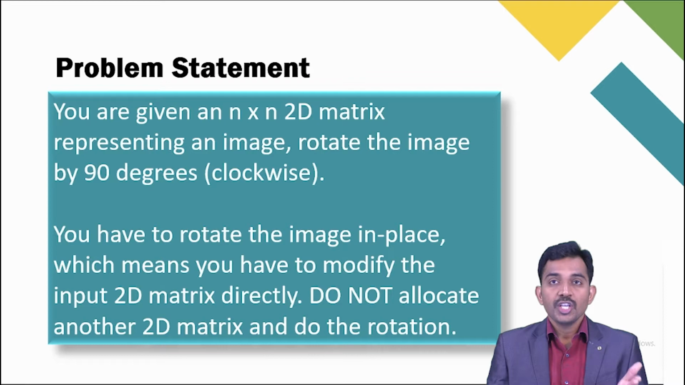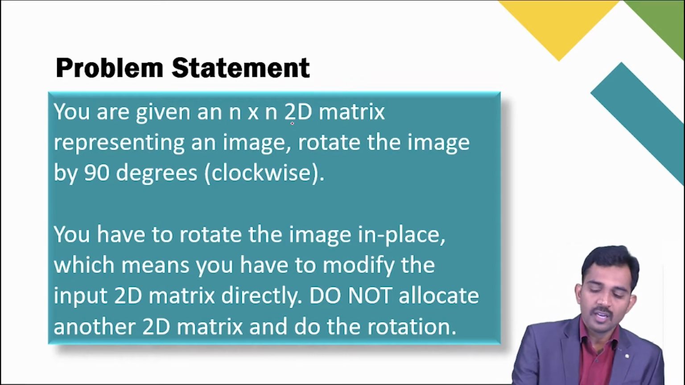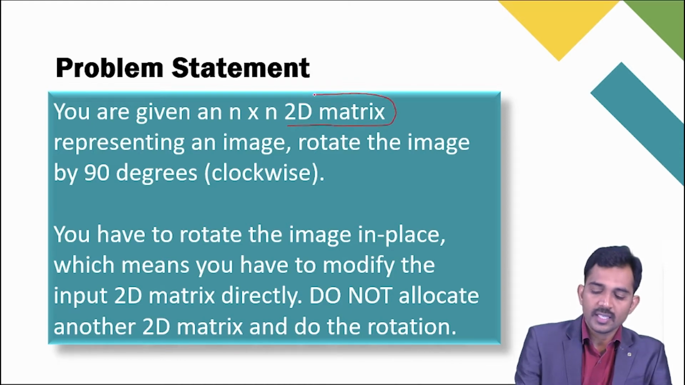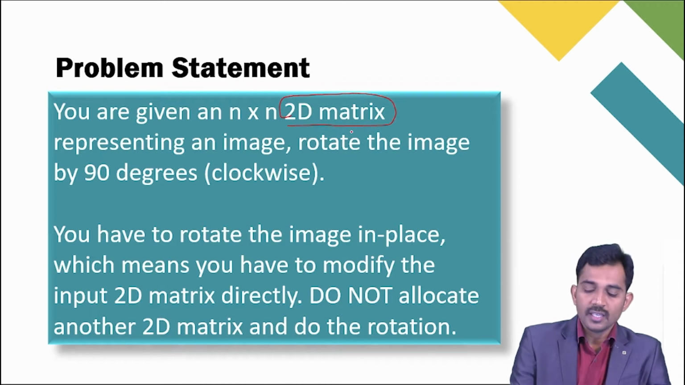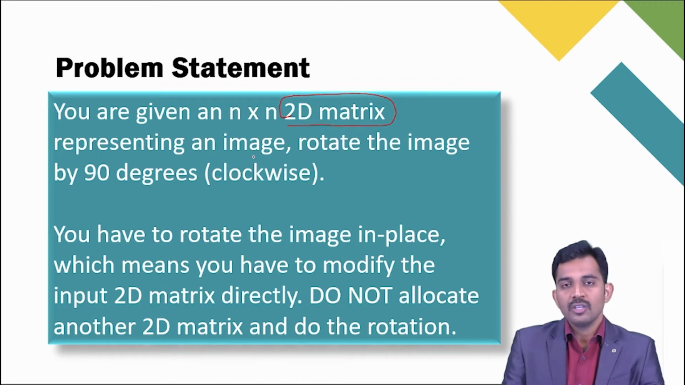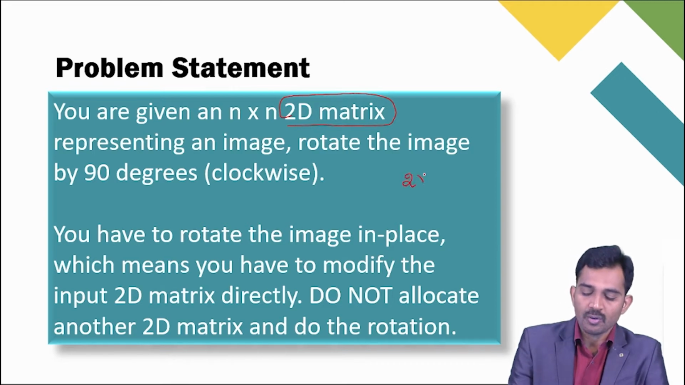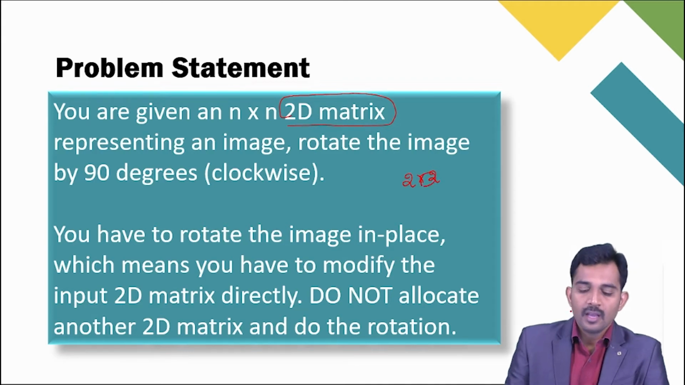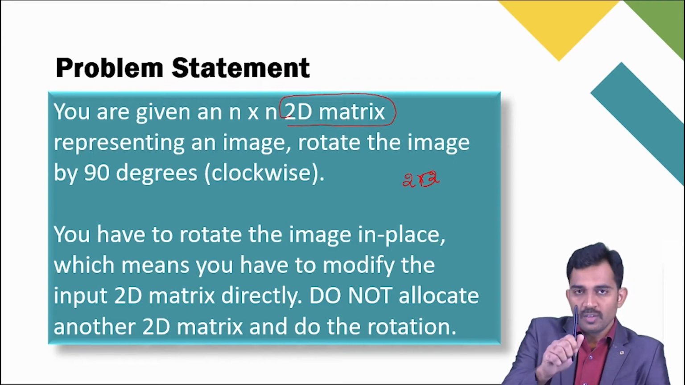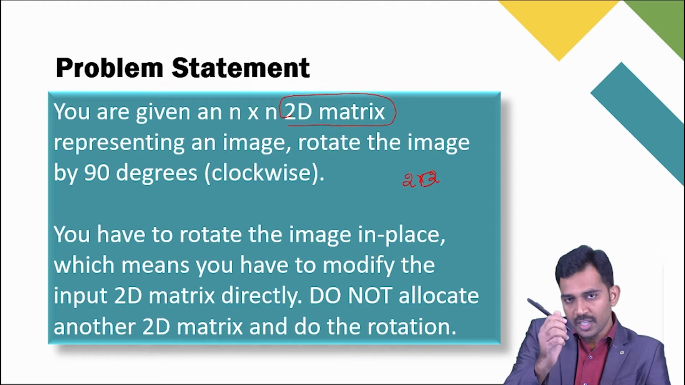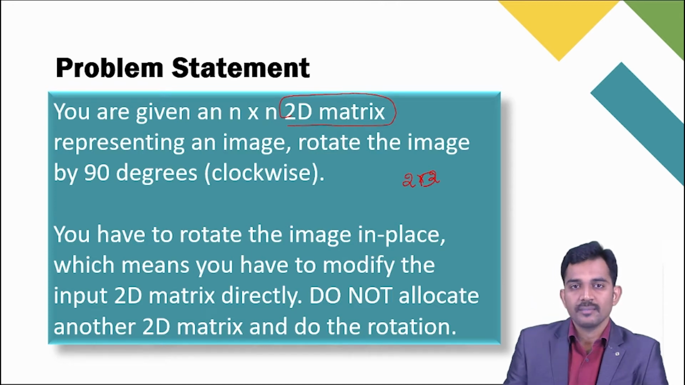Here, you are given an n by n 2D matrix. Your task is, see, the 2D matrix is the representation of an image. You know that all images are represented as a 2D matrix only. And rotate the image by 90 degrees clockwise. This is your image. You need to rotate your image 90 degrees clockwise.